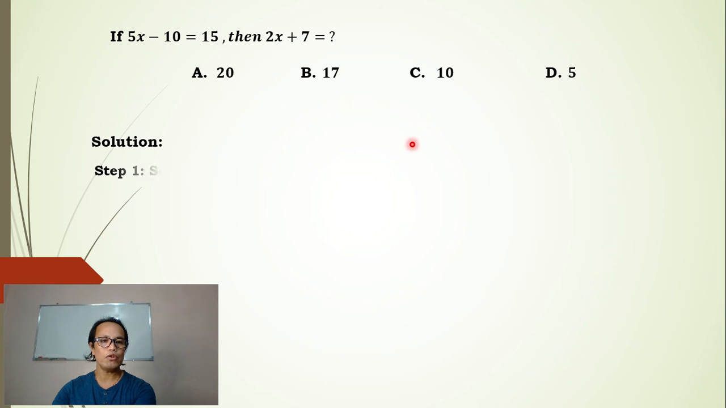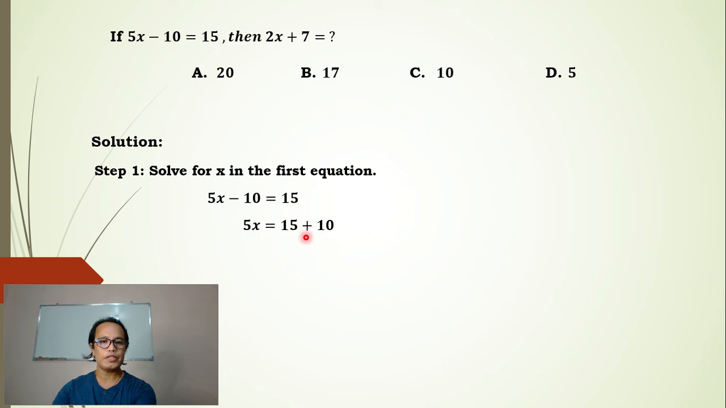So for the solution, we have step 1, we solve first for the value of x in the first equation. So this is our first equation, 5x minus 10 equals 15. To solve for x, we use addition property of equality, or they say that is called transposition. So this becomes 5x equals 15 plus 10. So we add 10 here and also add 10 at the right side of the equation.